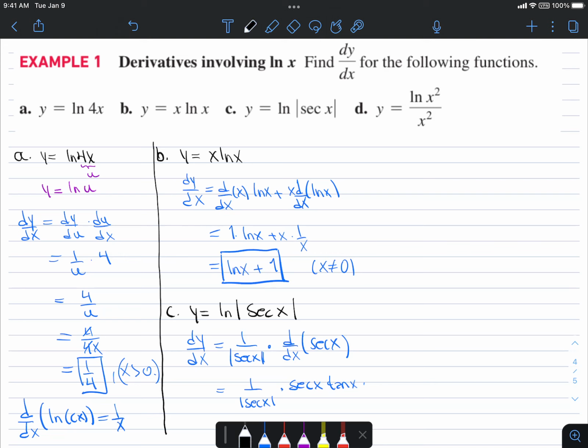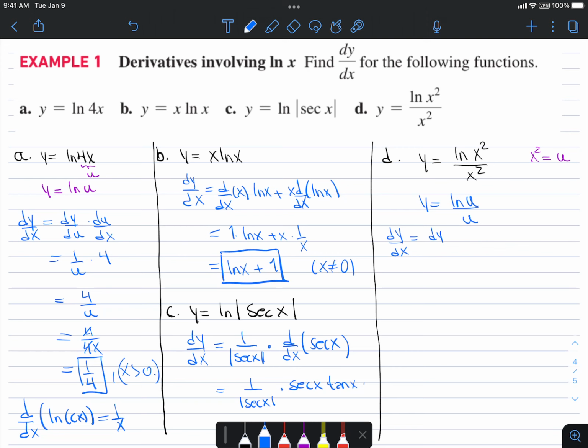Now for D, finally, y equals ln of x squared over x squared. How cool is that? I can use both the chain rule or the quotient rule. I'll use both, I guess. So I'll say x squared equals u, and then y is ln of u over u. So dy dx will be dy du, and on that first one I use the quotient rule. Then du dx, I just use the power rule.